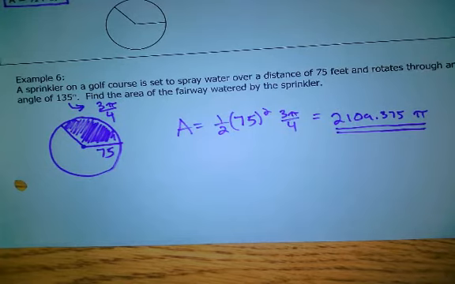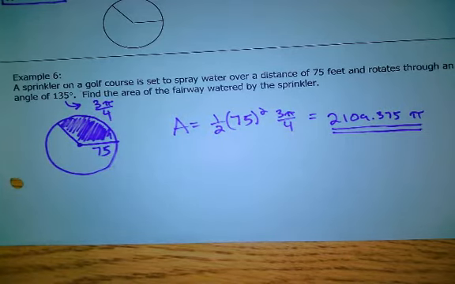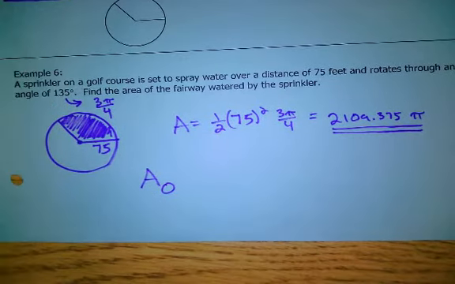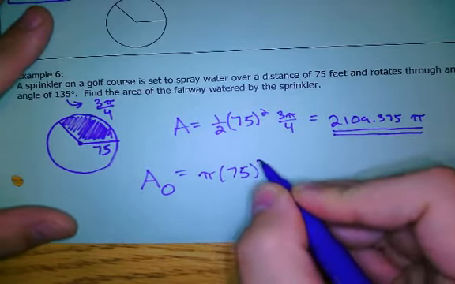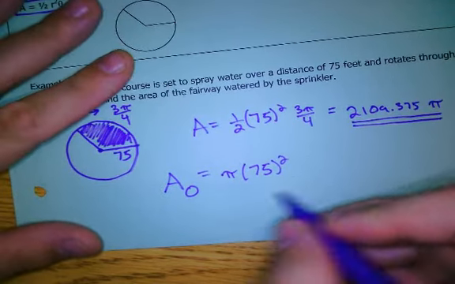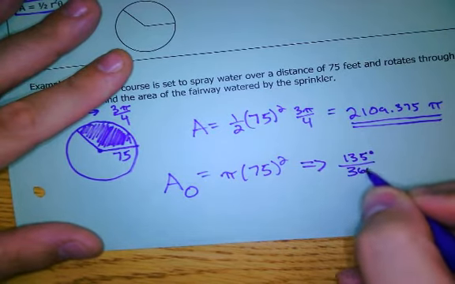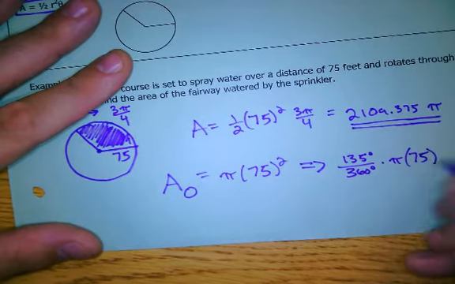Here's another way to do this problem, by the way. You can find the area of the entire circle. How would you find the area of the entire circle? The area of the entire circle is going to be pi r squared. But do I want the entire circle? No. How much of the circle do I have? I have 135 out of 360, times pi times 75 squared. And you're going to get the exact same answer.